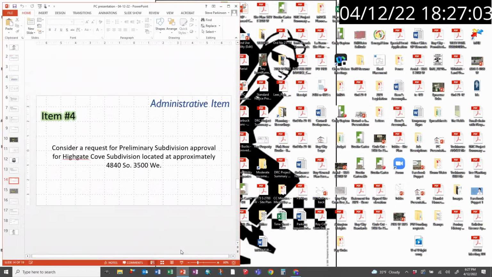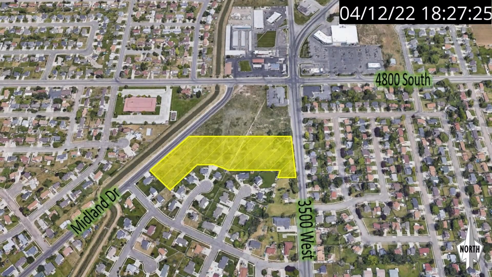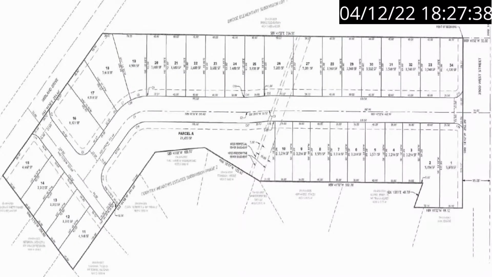Steve, we'll turn it over to you if you have anything to add. Give me a sec, we'll bring it back up. Okay, so this is a request for preliminary subdivision approval for Highgate Cove subdivision, located at approximately 4840 South, 3500 West, or if you're on Midland, then it's an odd number. As we all know, it's just south of Bridge Academy, where it used to be 9 full acres of vacant land, and over the last year or so, it's slowly being built on. As he mentioned, the city council did approve 34 single-family homes detached on separate parcels.